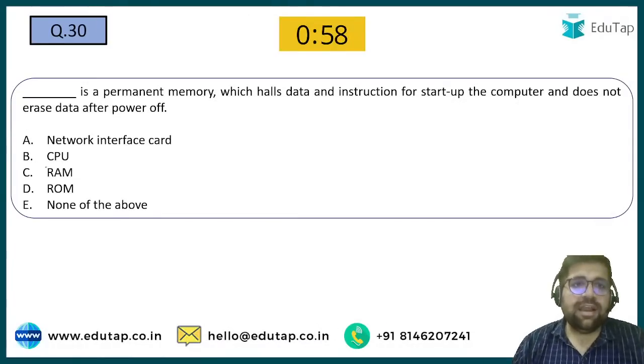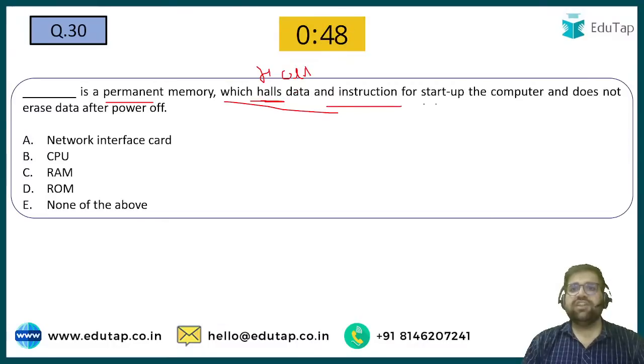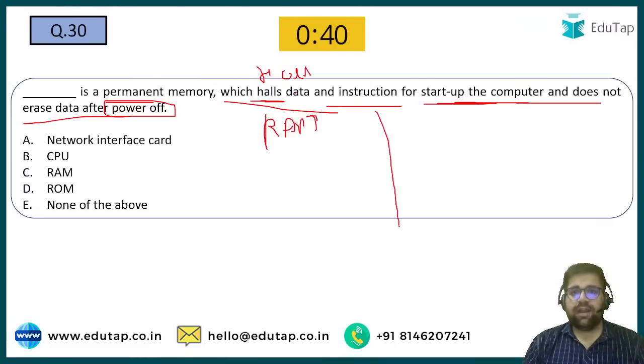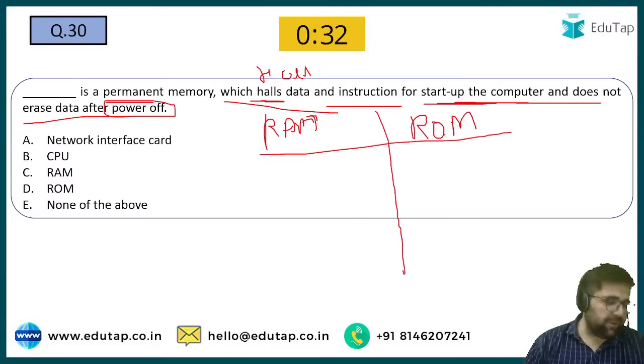Question number 30. Dash is a permanent memory which holds data, it should be holds, H-O-L-D, and instructions for starting the computer and does not erase after power off. Now let's discuss RAM and ROM. 100% a question will come on this. So let me ask you and let me revise with you. First answer this question. RAM, that is your random access memory, and read only memory.